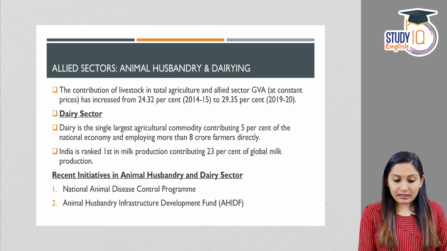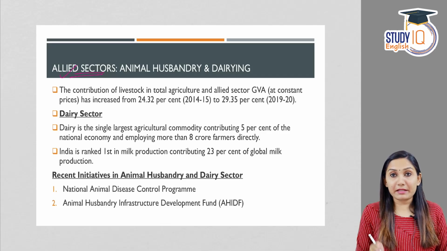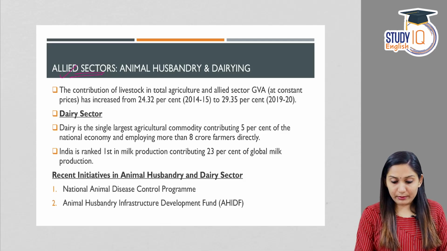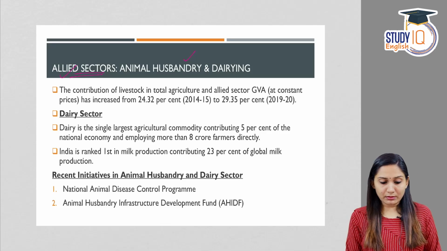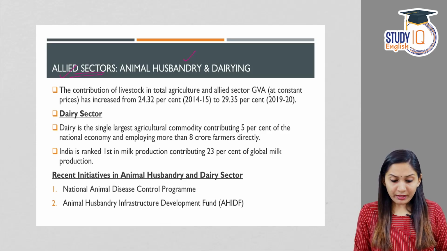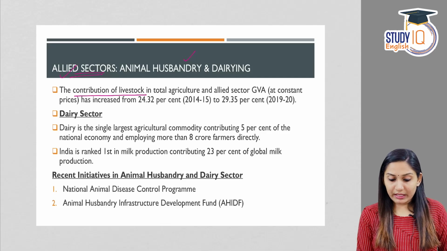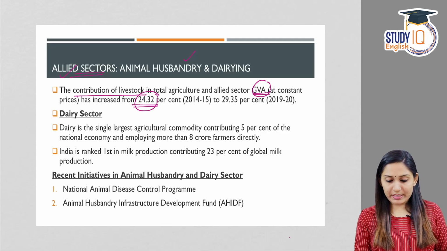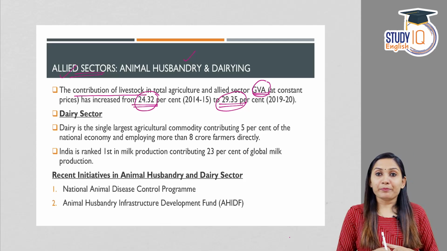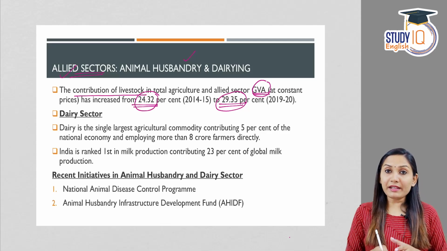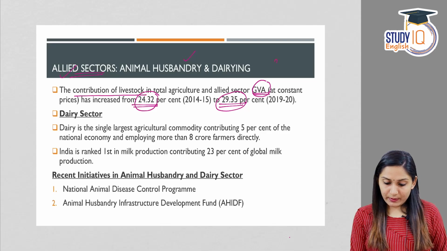Next is coming to allied sectors, that is agriculture allied sectors like animal husbandry, dairying, etc. Here we are looking into animal husbandry and dairying. The contribution of livestock in total agriculture and allied sector, that is the GVA at constant prices, has increased from 24.32% to 29.35%. So within the agricultural sector, the contribution of livestock in the agricultural sector is 29.35%.